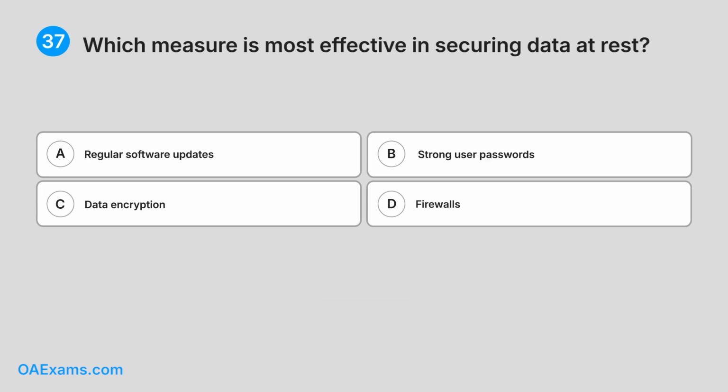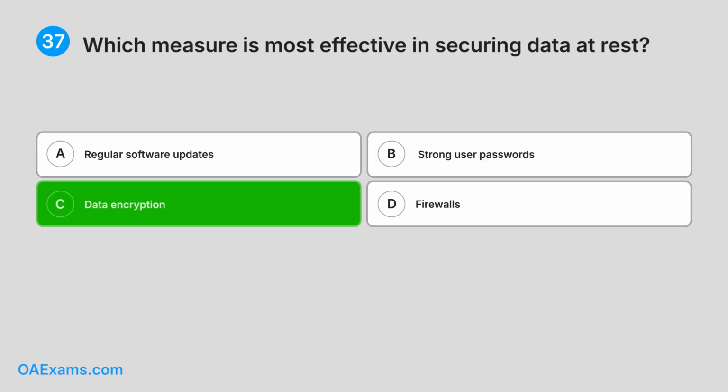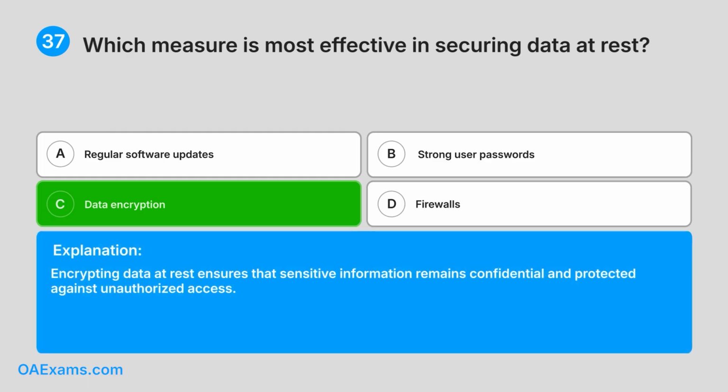Correct answer. C. Data encryption. Explanation. Encrypting data at rest ensures that sensitive information remains confidential and protected against unauthorized access.